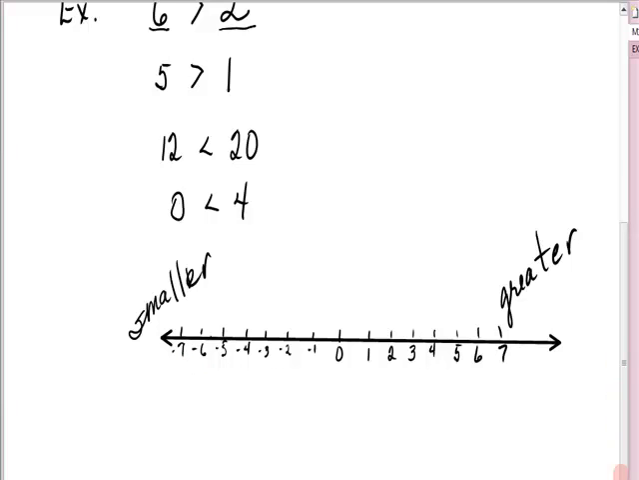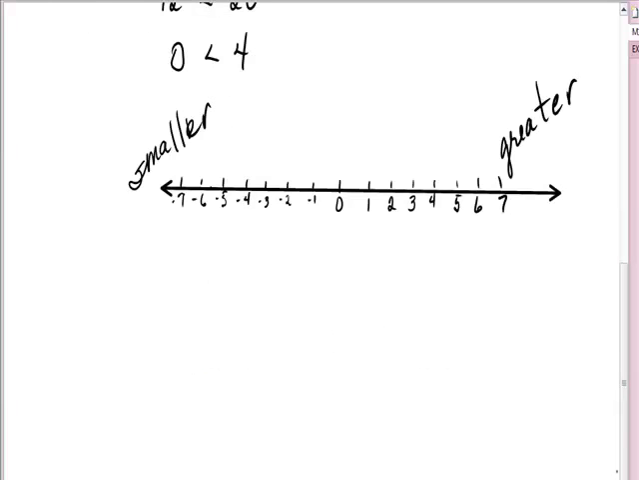So I could make a couple of statements before we look at any examples. Let me compare negative 2 to the positive number 4. Negative 2 is less than 4. All negative numbers are smaller than all positive numbers. Negative 5 is less than 0. All negative numbers are less than 0.